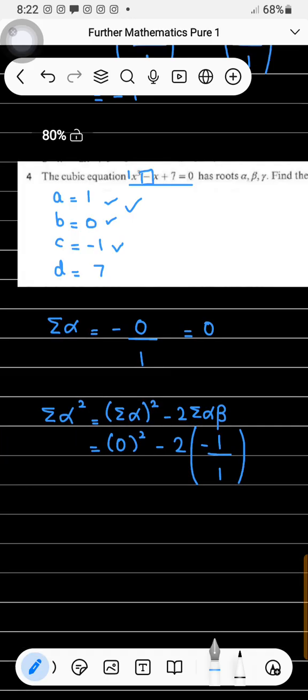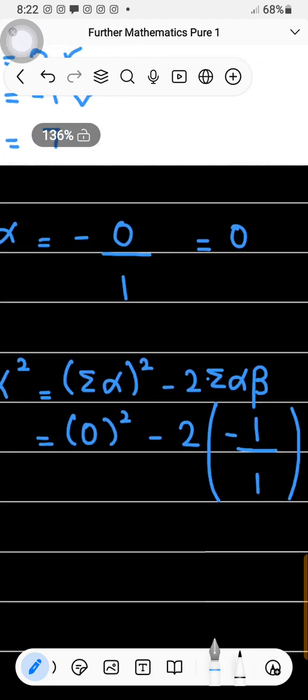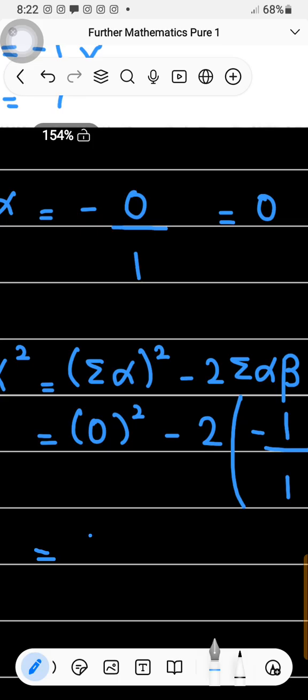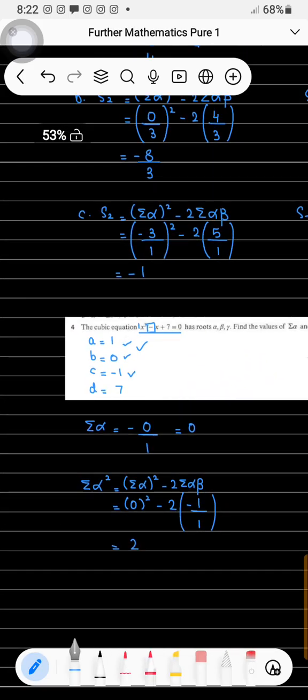And if we calculate it from the calculator, our answer becomes positive 2. There is nothing difficult in this question. If you still want to ask anything, you can ask in the comment section.